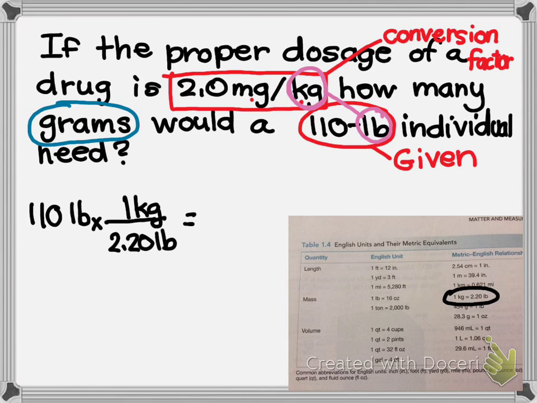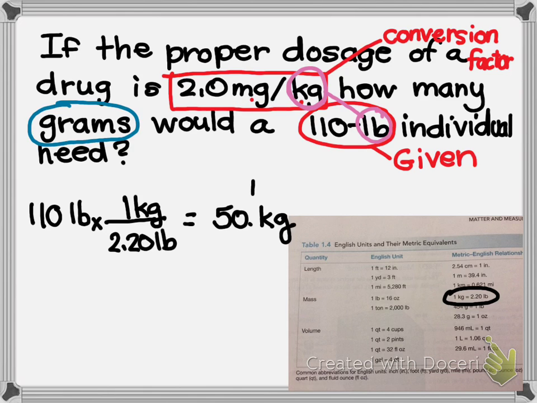You wouldn't have to. You could do this continuously like I did on the other problem, but I want to talk about it. Okay, so this person, 110 divided by 2.20, is 50 kilograms. 2 significant figures. Okay, so this person weighs 50 kilograms.